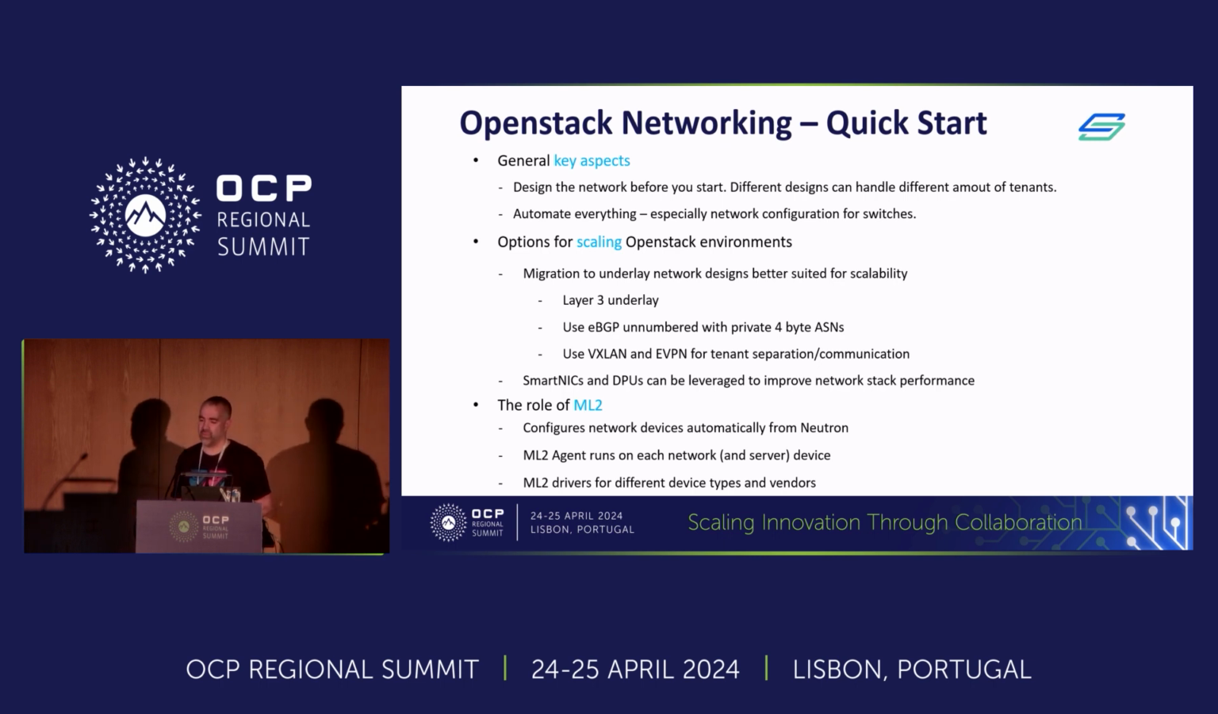What are we planning for the future? We try to establish a layer 3 underlay. We use eBGP unnumbered with 4-byte ASNs. We will adopt VXLAN and EVPN for tenant separation in OpenStack to separate the customers. And we want to enhance SmartNICs and DPUs. We want to improve the support for SmartNICs and DPUs in our stack.